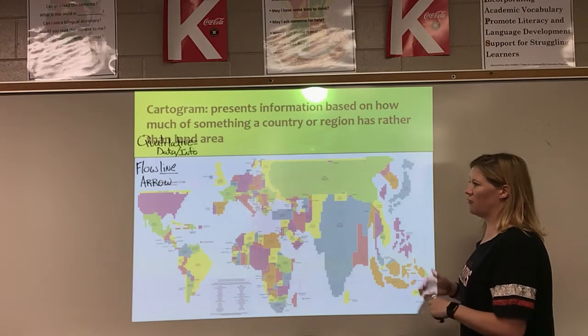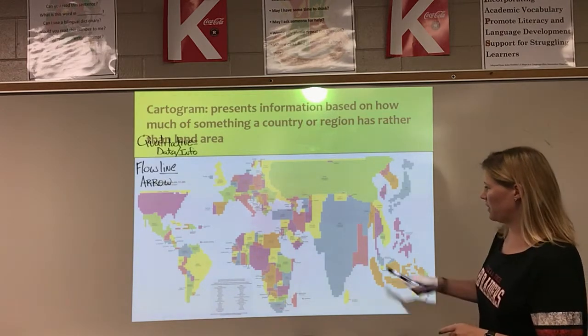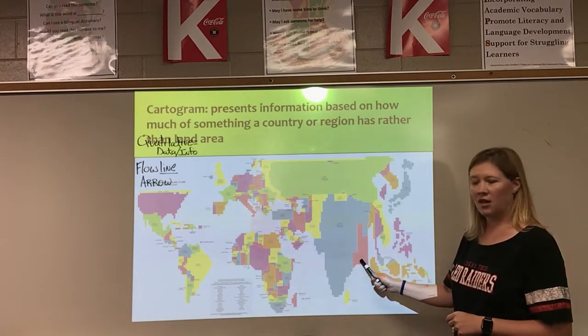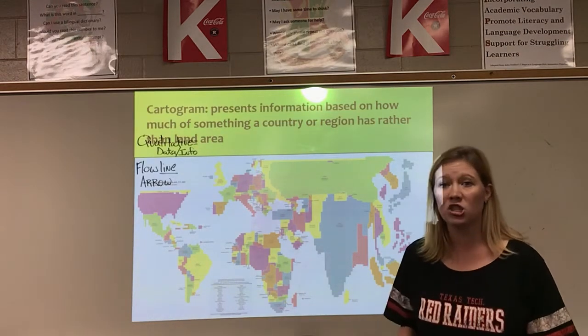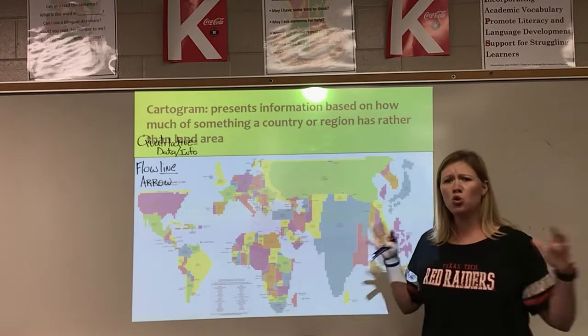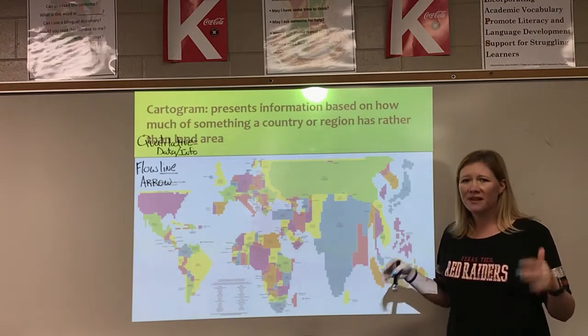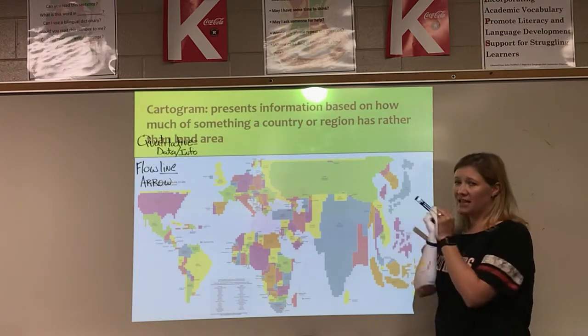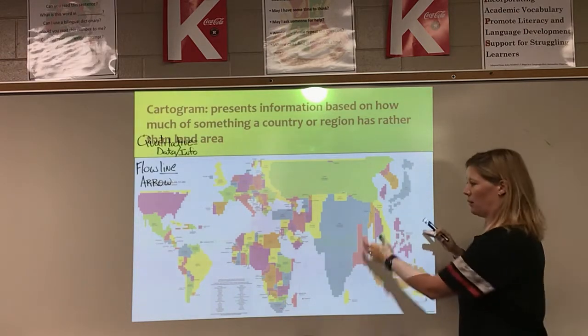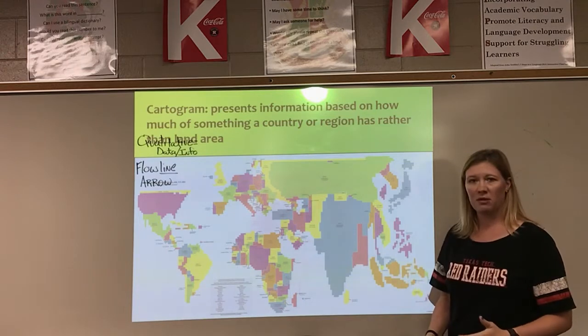A good example would be this country of Bangladesh, okay? This little pinkish country right here. Bangladesh has the 8th largest population in the world. Huge population, 8th largest, but it's about the size of Mississippi. So we have taken this teeny tiny little country and we've blown it up big on here because they have such a big population.